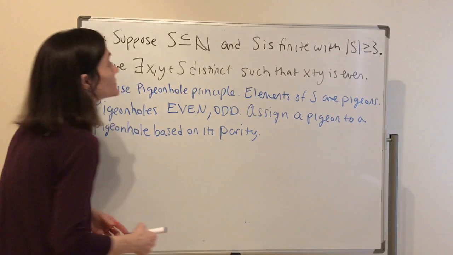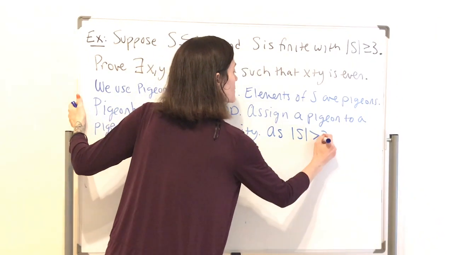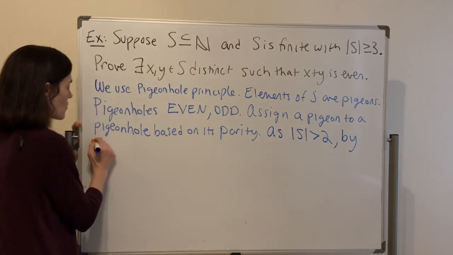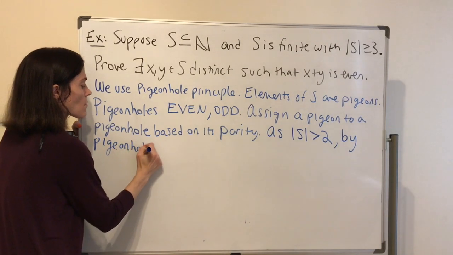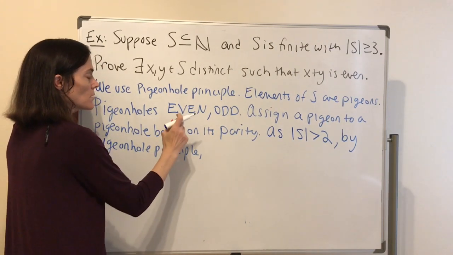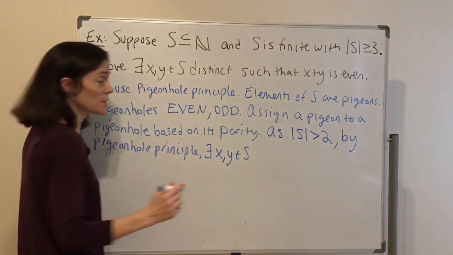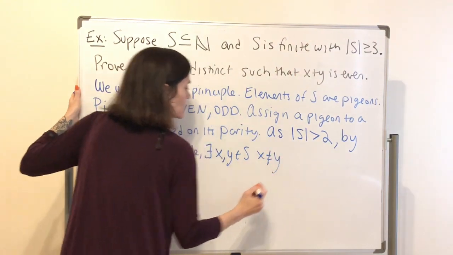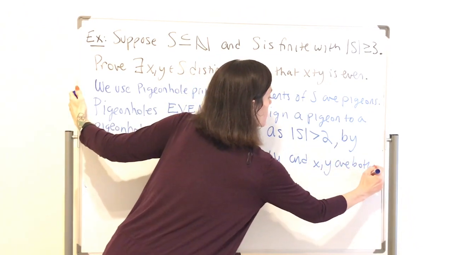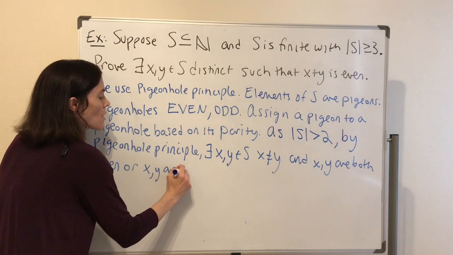Well, you notice, so as the cardinality of S is strictly bigger than 2, it's at least 3, so it's bigger than 2 by the pigeonhole principle. What do we have? Well, there exist, let's say, X, Y in S. We have 2 pigeons that are distinct, and X, Y are both even, or we have that X, Y are both odd.